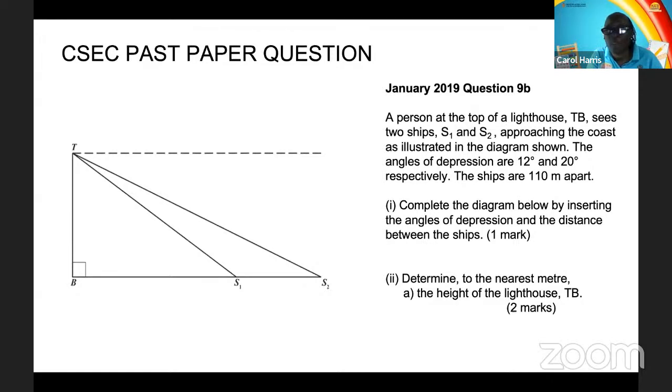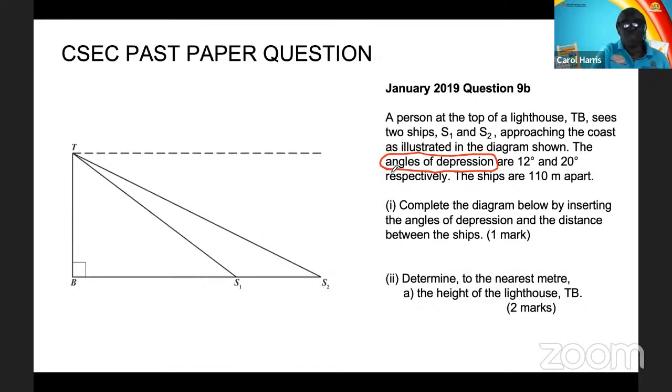Yes, Abriana, is your hand up for a question? Miss, I was going to answer. Let's hear you, go ahead. Okay, miss. So for ship 1, it would be the 20 degrees, and for ship 2, it would be the 12 degrees, because ship 2 is the furthest. Miss, I don't know how to phrase it correctly, but something like that.